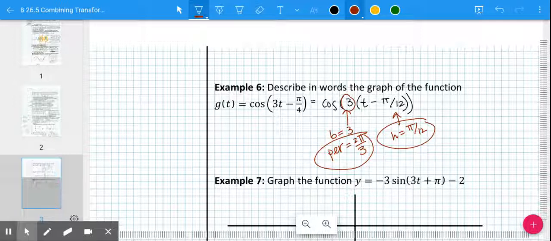Now, if you wanted to do the phase shift, so if you wanted to use this unfactored form, for those of you who are into it, let's make sure we discuss how this is used. The phase shift is pi over 4, right there.